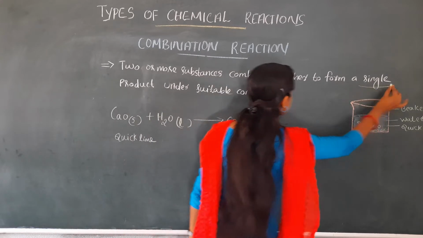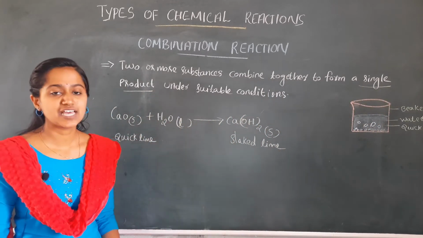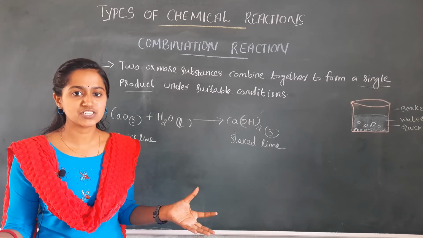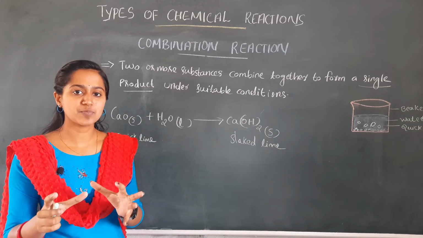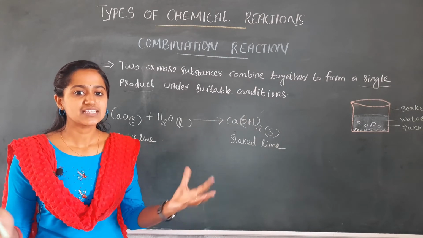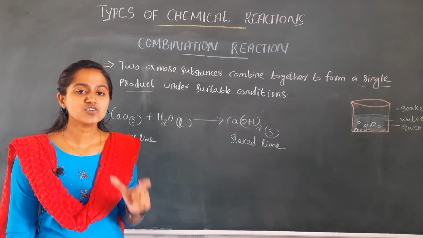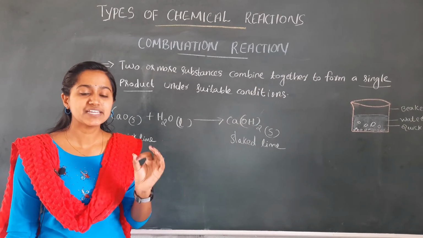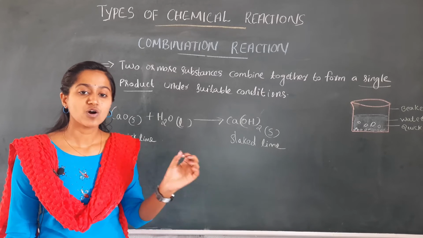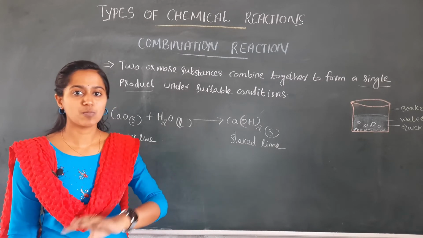Here only a single product is formed. That means two substances combine together to form a single product. Consider A and B are the two substances; they can be combined together to form a single product, that is AB. This combination may take place between two elements, or between two compounds, or between an element and a compound.